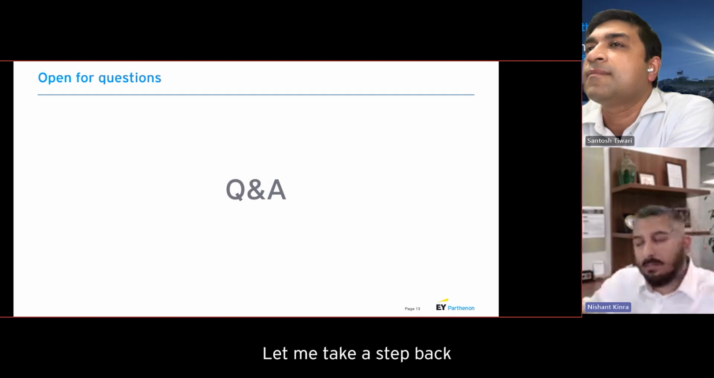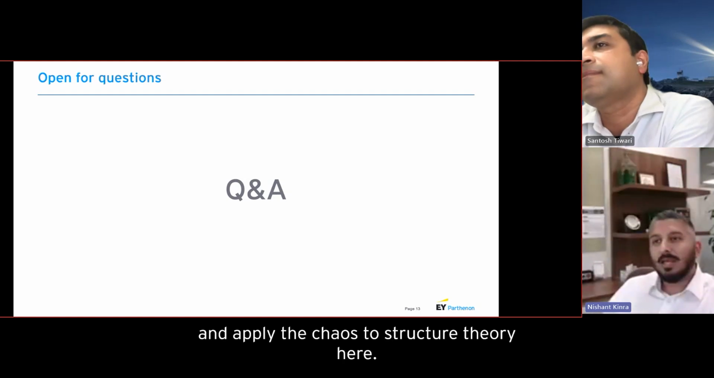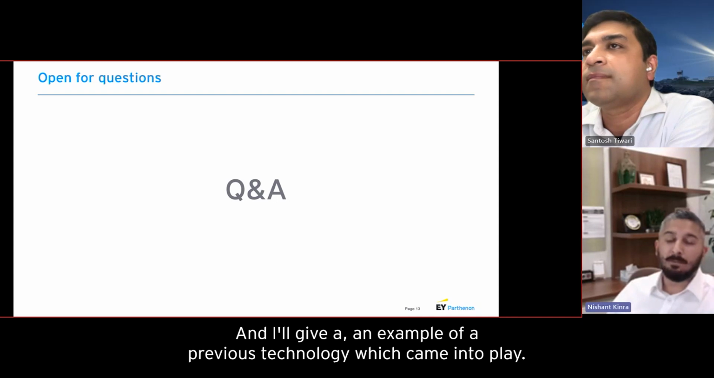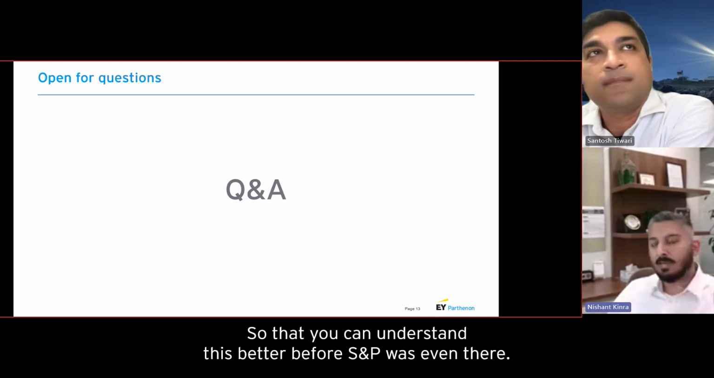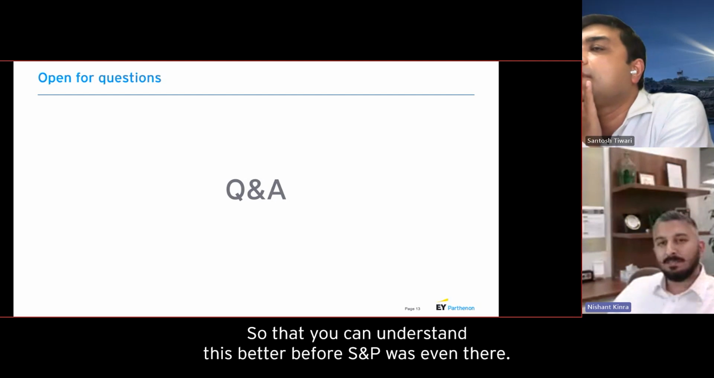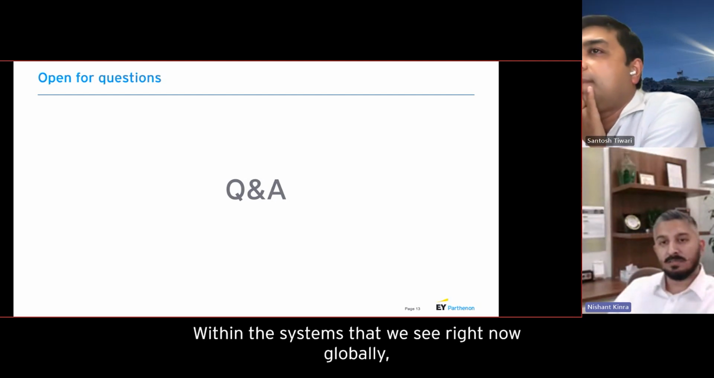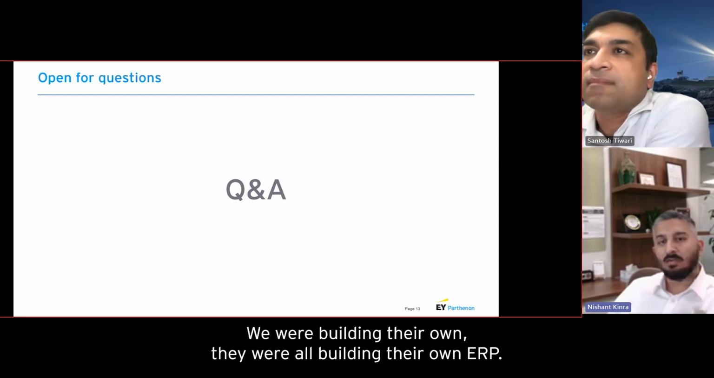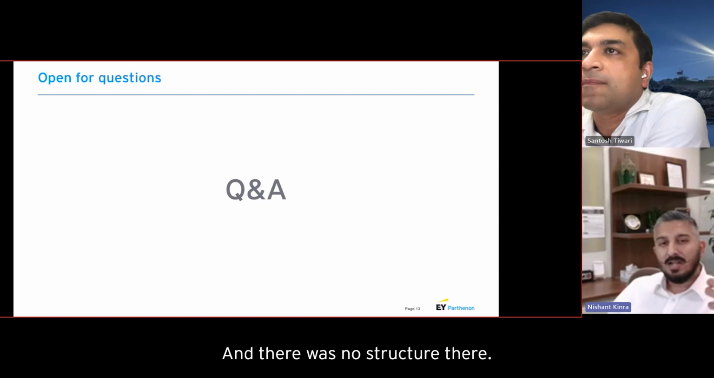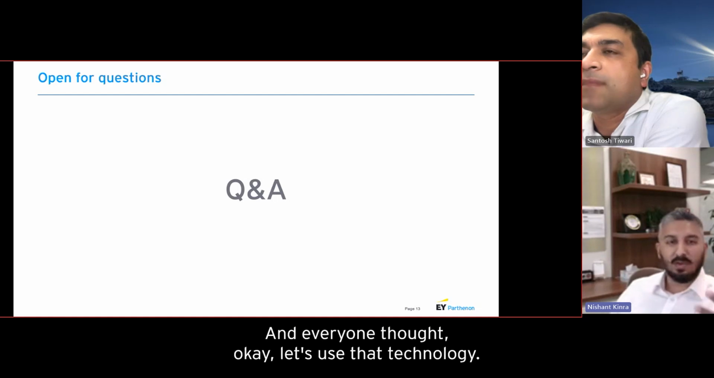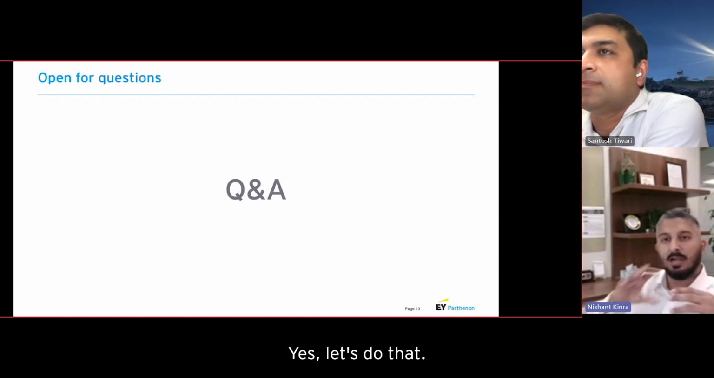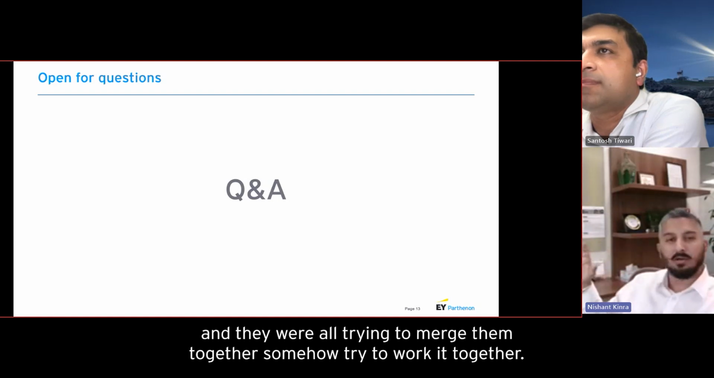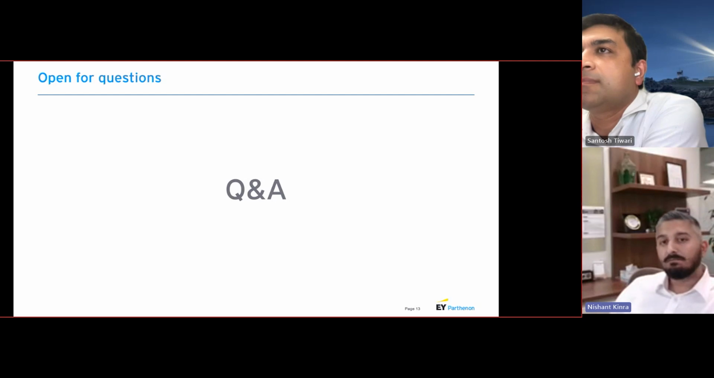Let me take a step back and apply the chaos to structure theory here. I'll give an example of a previous technology which came into play so that you can understand this better. Before SAP was there within the systems that we see globally, everyone was using their own systems. They were all building their own ERPs, and there was no structure. All the different modules were different applications, and they were all trying to merge them together, somehow work it together. What happened later on?